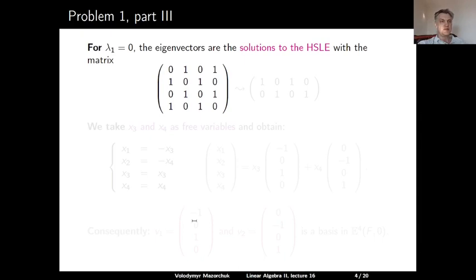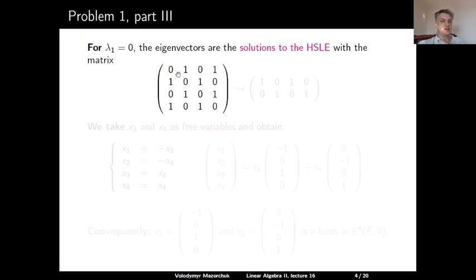We start with the first eigenvalue lambda 1, which is equal to 0. The eigenvectors for this eigenvalue are the solutions to the homogeneous system of linear equations whose matrix is obtained from the original matrix by subtracting 0 on the main diagonal. So it is just the original matrix.